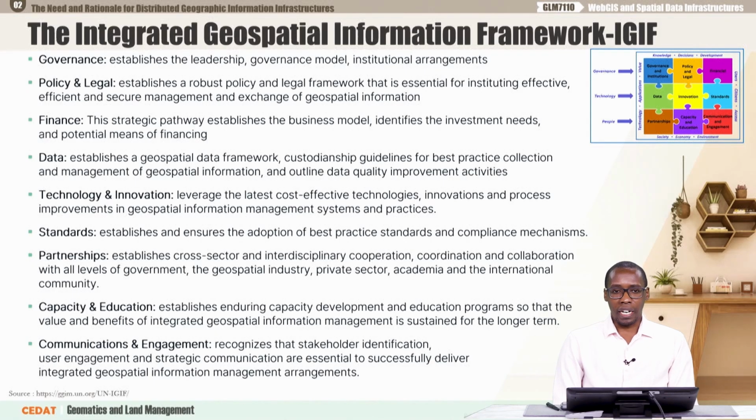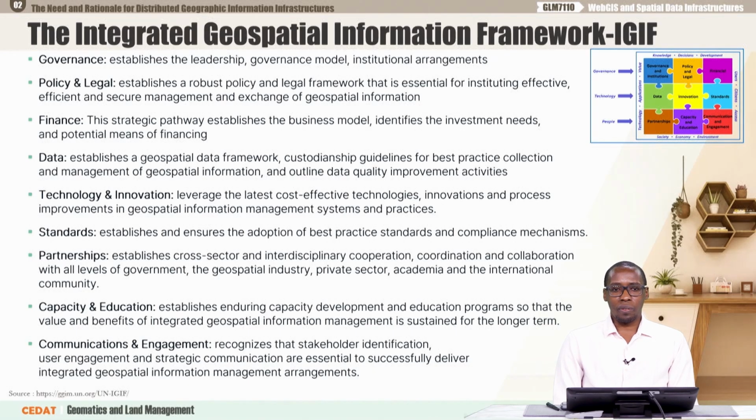Currently in Uganda, we have the Science Technology Innovation Agency that has included a component of geospatial innovations in the National Development Goals under enhancing the science technology ecosystem for geospatial applications.